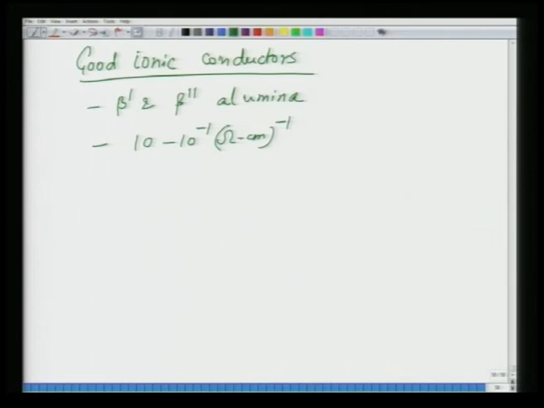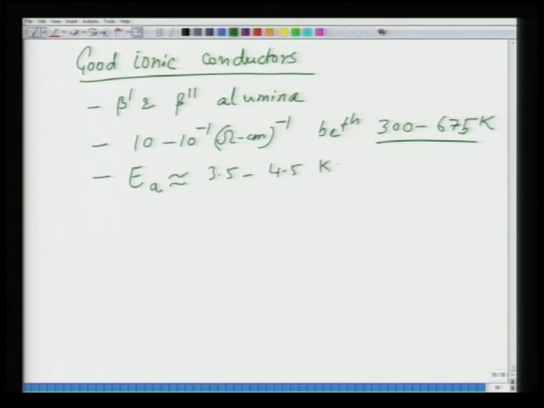These are approximate values. Of course, for each of these materials it will be a specific value, so let us say between about 300 to 675 Kelvin. Roughly in this range, and that activation energy, Q, sorry, let me not change the convention here, it would be EA. EA is about 3.5 to 4.5 kilocalorie per mole, which is a very low energy. You can also convert it to kilojoule per mole, and so these come in the category of good ionic conductors.